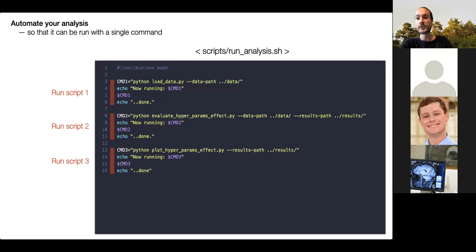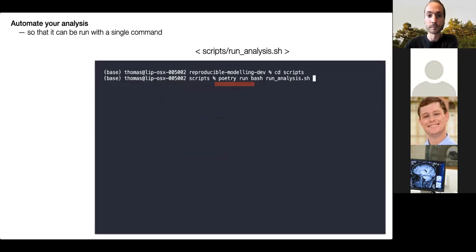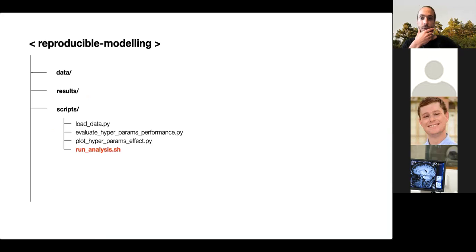On the one hand, it allows someone else to reproduce our entire analysis pipeline by calling this run analysis script. But on the other hand, it also allows someone else to look at this file and see, okay, this is the sequence of computations that happened in order to obtain the results that are shown. You could then run the script, again in Poetry, by typing poetry run and then bash and the script name. And you could place the script in your scripts directory.